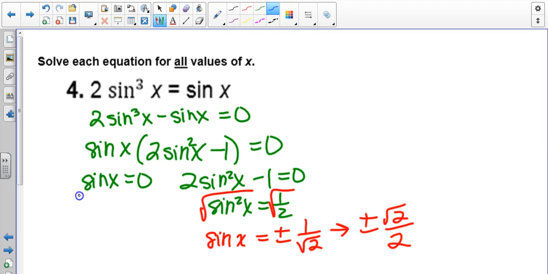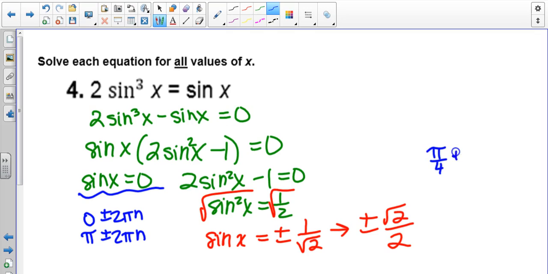Let's start with this guy before we forget. Where is the sine 0? 0. Okay, 0 and pi, and because it's sine, it repeats every 2 pi. Definitely a shorter way to write that, but that would work. Where is the sine? Let's start with positive square root of 2 over 2. Where else is the sine positive square root of 2 over 2? All right, where is it negative square root of 2 over 2?